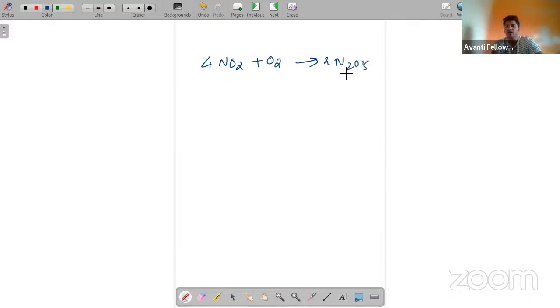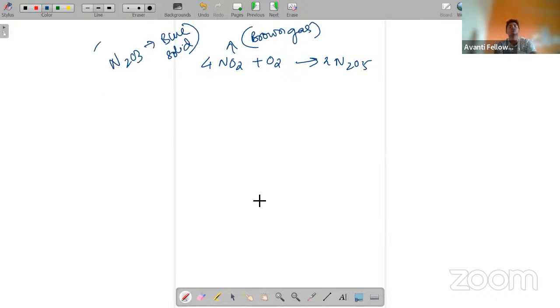2N2O5. Okay, so remember, guys, NO2 is also called brown gas, and another one is N2O3, that is blue solid gas. So these are the two nitric oxides that have color. Now in the second step, instead of N2O5 gas, we need to convert them into solid. So that is 2N2O5 solid.